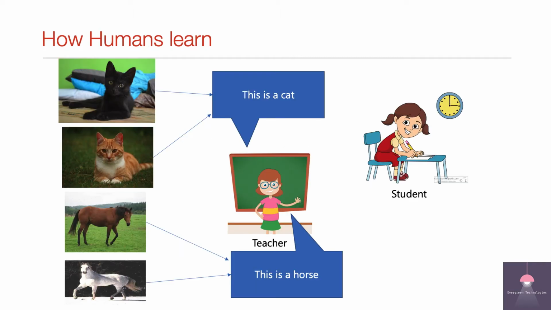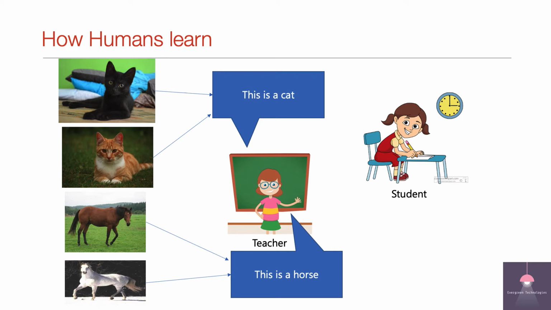So let's understand this more visually. Let's take an analogy of how humans learn, right? You have a picture of a cat and a horse, and there is a teacher who is teaching a student. The teacher is showing the picture of the cat and telling the student, hey, this is a cat. Similarly, the teacher also shows a picture of a horse and tells the student, hey, this is a horse, right?